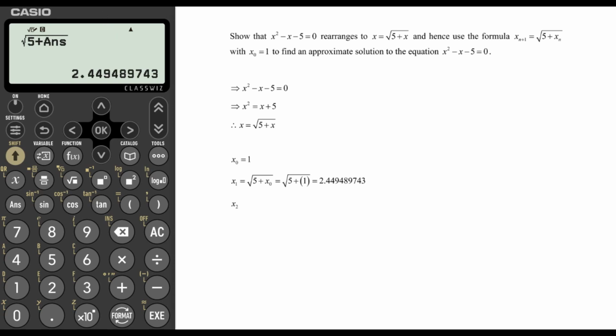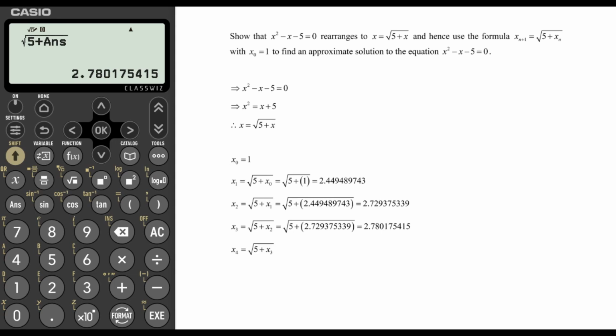So now, to find out what x2 is, that's going to equal the square root of 5 plus x1. So storing our previous value in for x1, we have 5 plus the 2.449, etc. And if I press execute, we get 2.7, etc. Then for x3, same idea. That's the square root of 5 plus x2. So we have the square root of 5 plus 2.72, etc. And working this out, we get 2.78, etc.